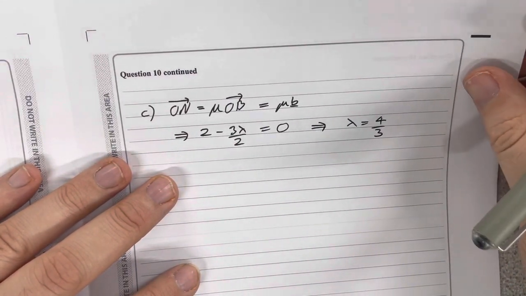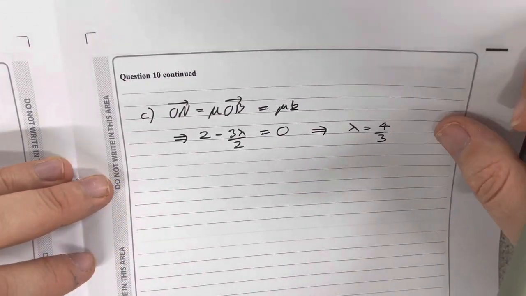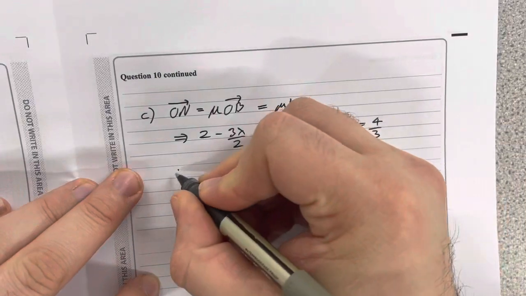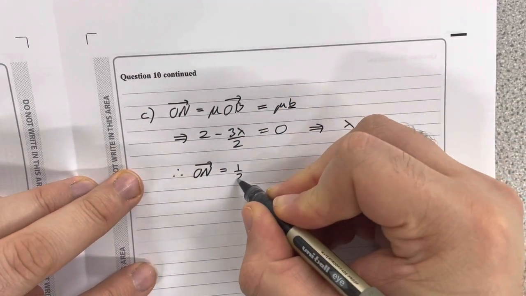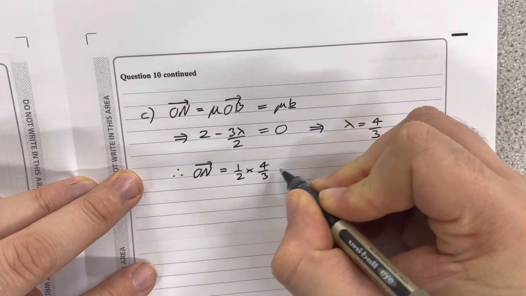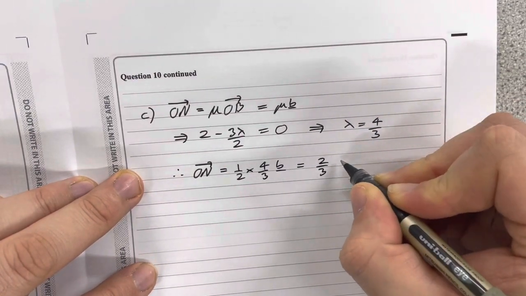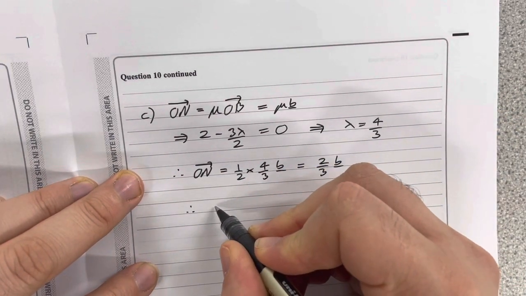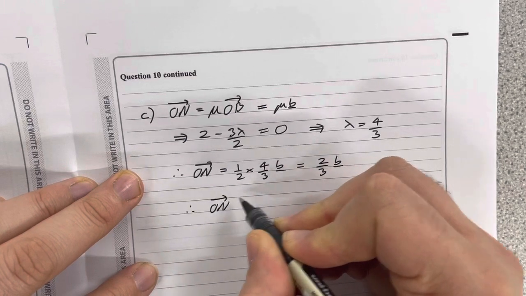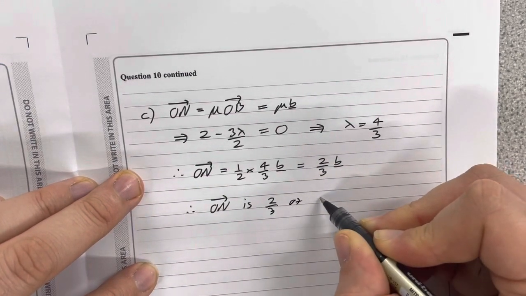Lambda is 4/3. So plug that back into the definition for ON. Therefore, ON equals a half times 4/3 times b, which is 2/3 of b. Therefore, ON is 2/3 of OB.